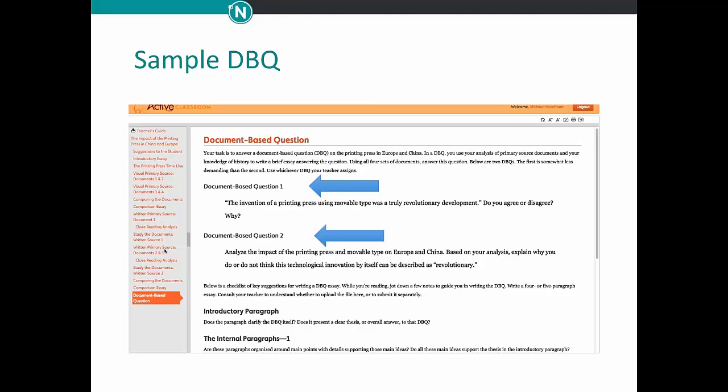Now, when the students are ready to write their essay, in other words, write the answer to their document-based question, you'll also notice that there are checklists of key suggestions, things that students want to do before answering the question.